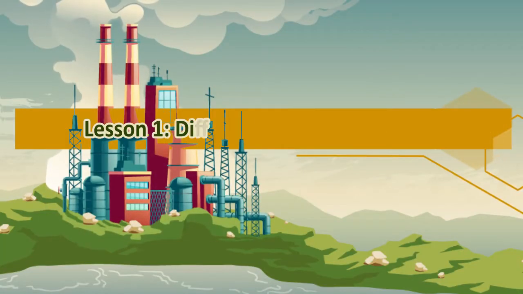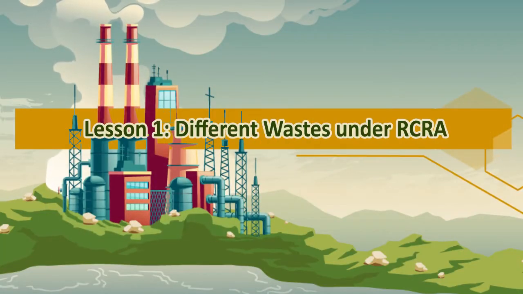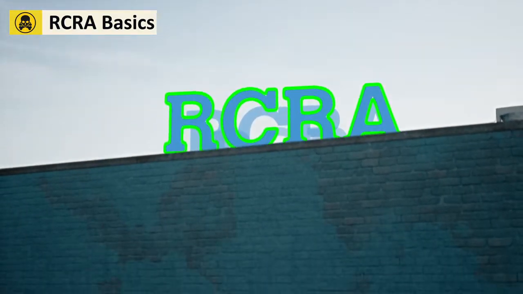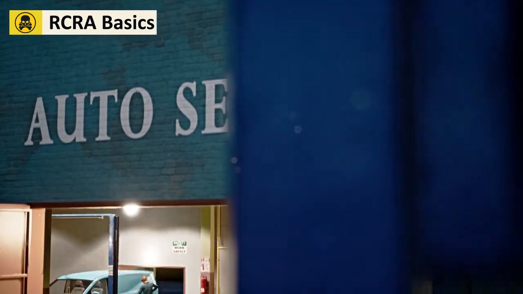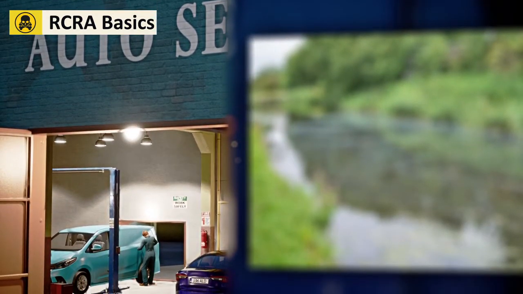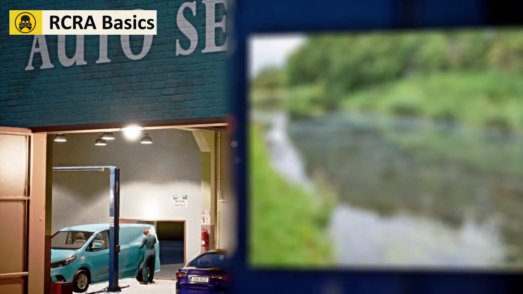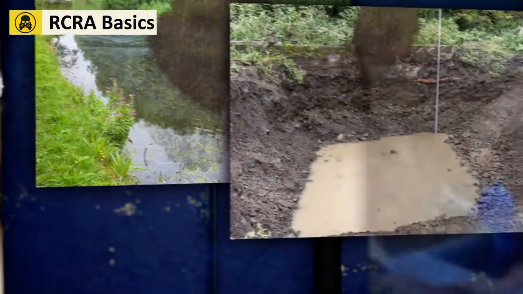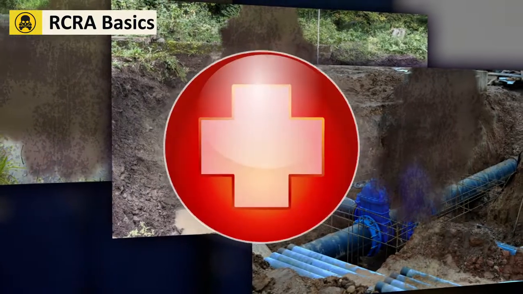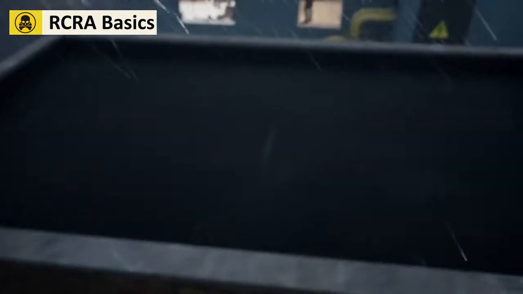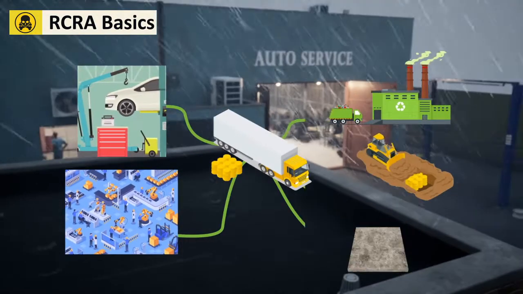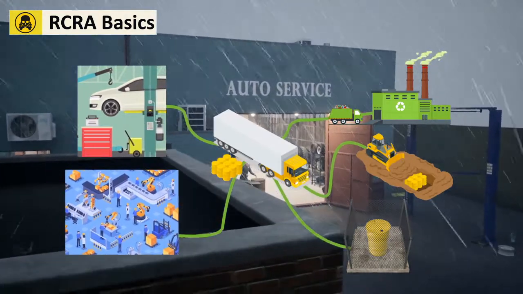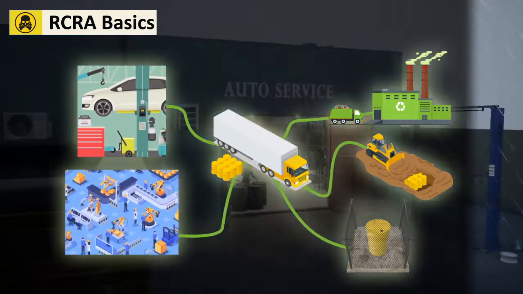Lesson 1. Different wastes under RCRA. The Resource Conservation and Recovery Act was created to protect people and the environment from hazardous wastes and ensure wastes are properly managed. Hazardous waste can run off into waterways, pollute soil and groundwater, harm sewage systems, and be harmful to human health. RCRA introduced the concept of cradle-to-grave management to ensure hazardous waste is safely managed from the time it is created until its disposal.